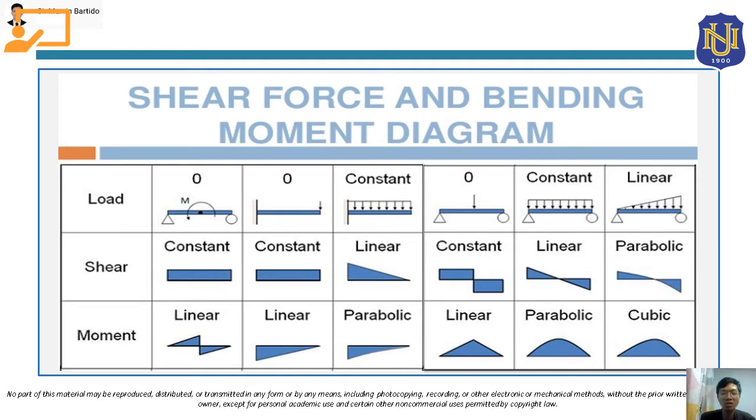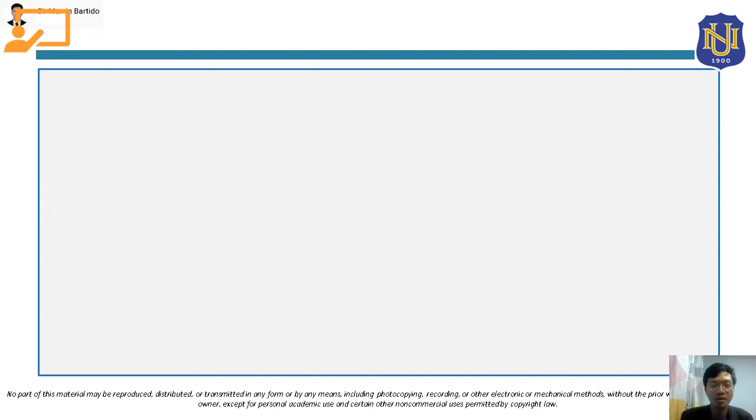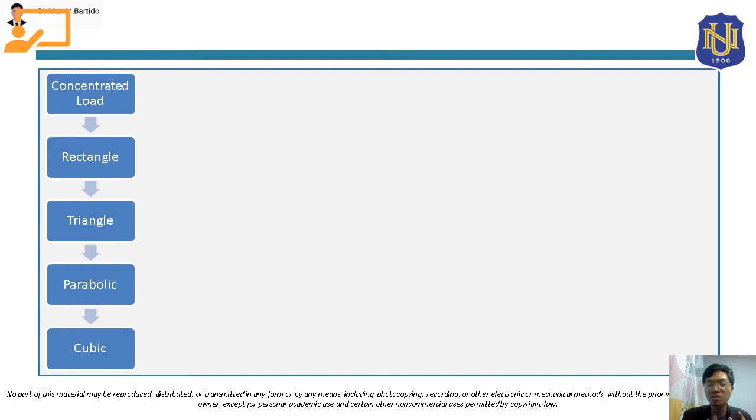Take note, class, of these relationships of loads, shear, and moment. Just to summarize the sequence of the geometry of the relationship of loadings, shear, and moment, we can take note of this. If you have a concentrated load, automatically its shear will be a rectangle, and its moment will be a triangle.